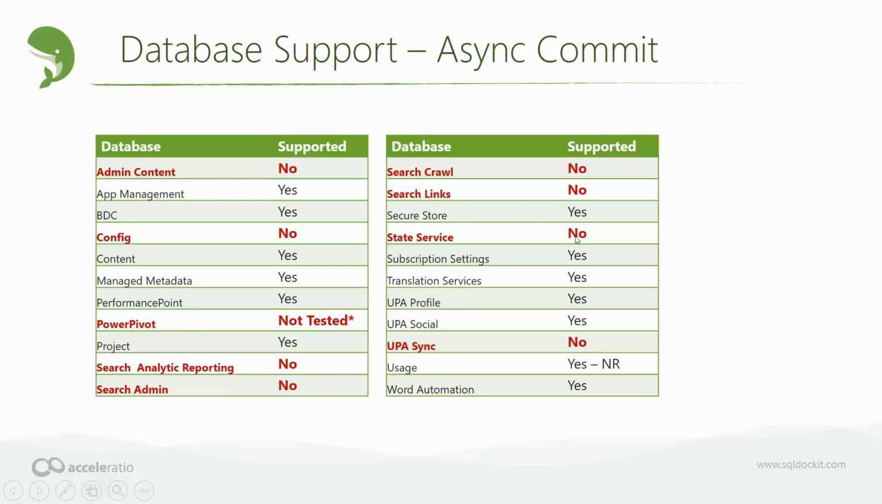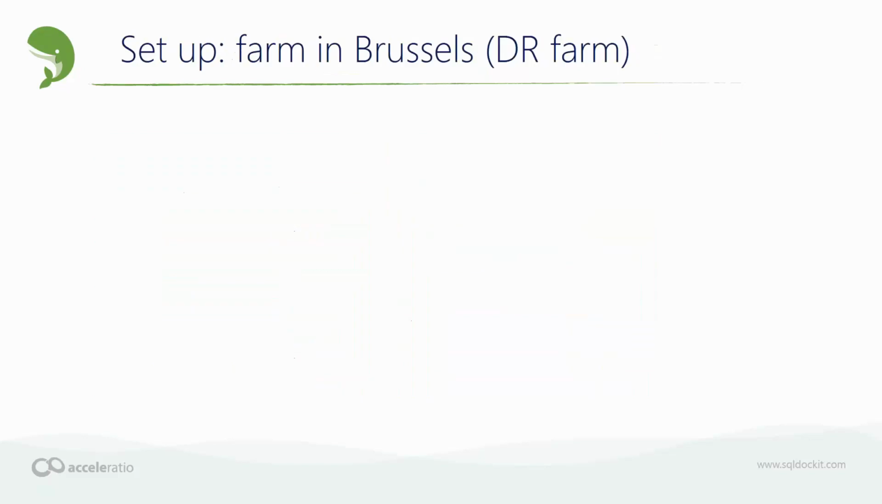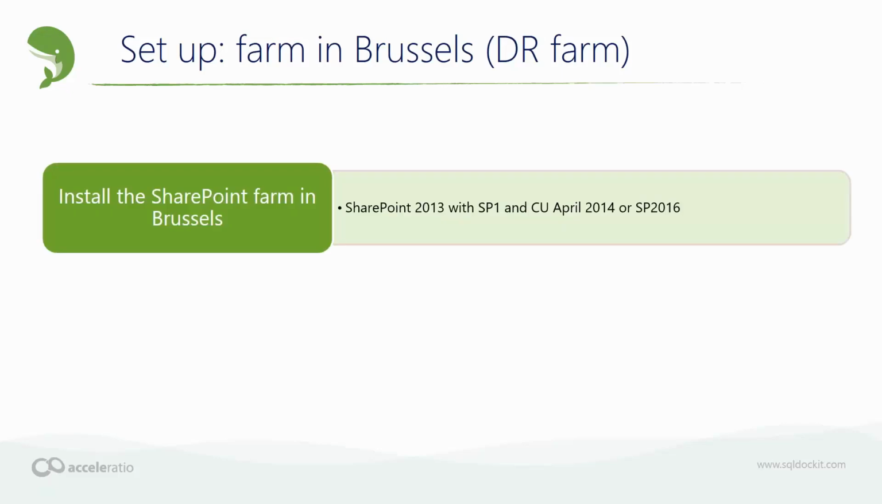State service does not make sense because it's another farm. And also UPA sync. So if you use the user profile synchronization, so if users need to be able to write back to Active Directory when they change the user profile, then UPA, well, it cannot be synchronized. But we have another way to handle this. Or in case of SharePoint 2016, you don't use the UPA sync, but you use the Microsoft Identity Manager. And we'll talk about the DR and MIM later. Okay, so now our farm in Geneva has been set up. We have a cluster. How can we set up the farm in Brussels, the DR farm? Well, usually, it depends.